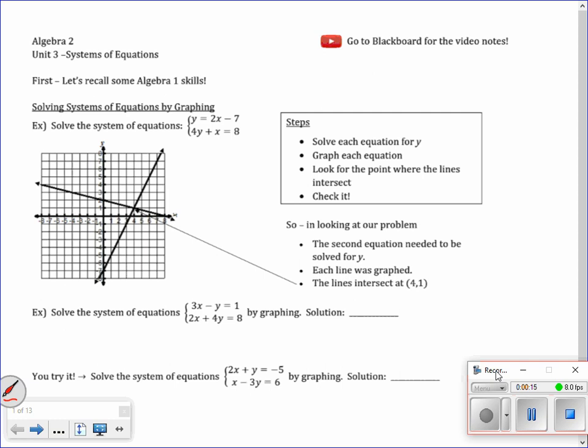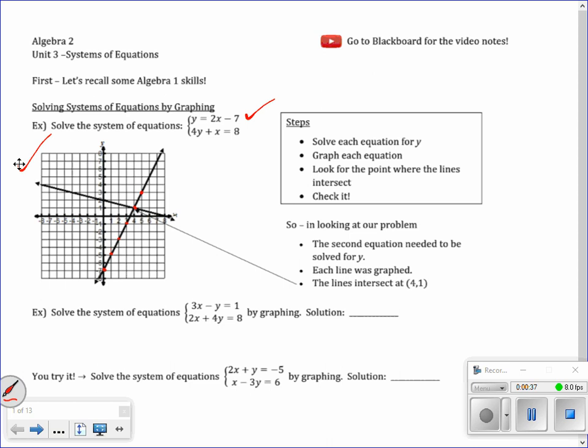You could do it by graphing, which is what we've done here. You could do it with the substitution method, or you could do linear combinations, which sometimes people call the addition method. So to graph stuff, you have to solve it for y. So you have y equals 2x minus 7. So you see this line starts at -7, goes up 2 over 1. You can clearly see what's going on.